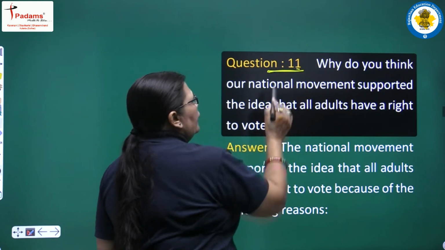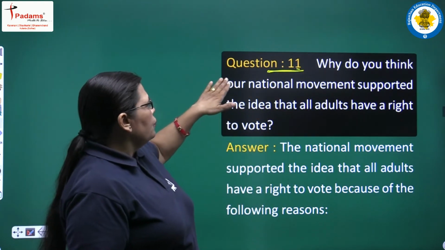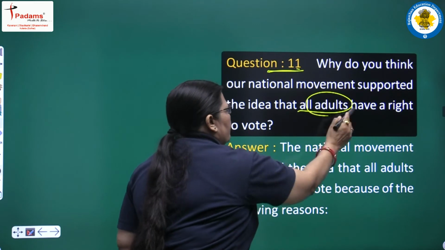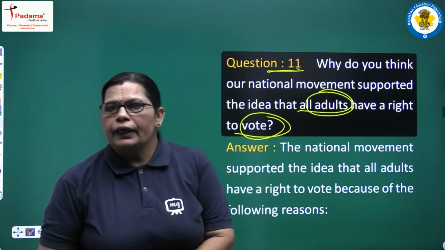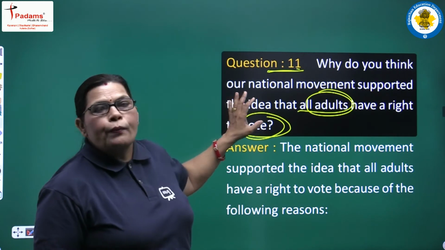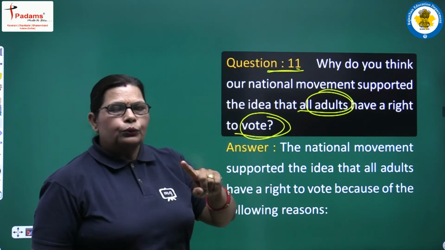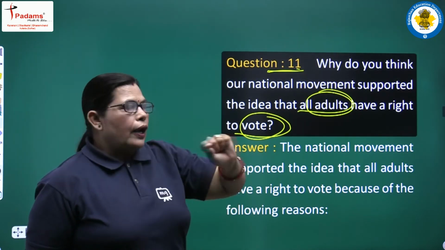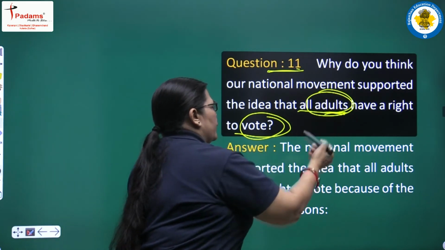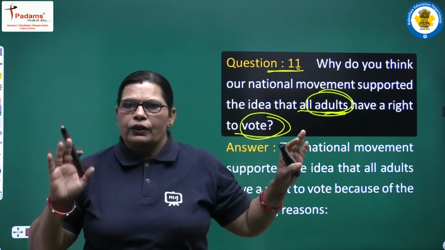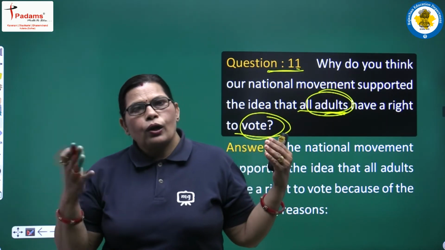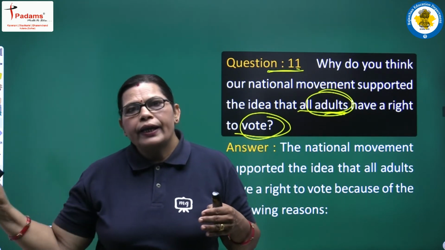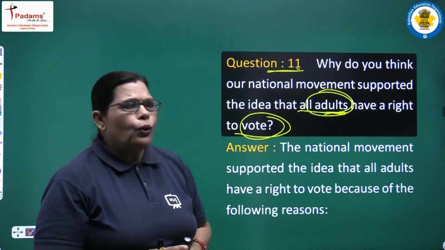Next, question 11 is here, and this question is: why do you think our national movement supported the idea that all adults have a right to vote? What's the theme behind this one? How did our national movement support this? Important question, because India is the first country that allowed all adults to have a right to vote, whether of upper caste or lower caste, as well as women, as well as of different religions. Everyone had a right to vote.